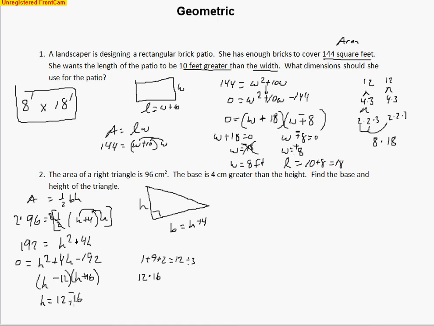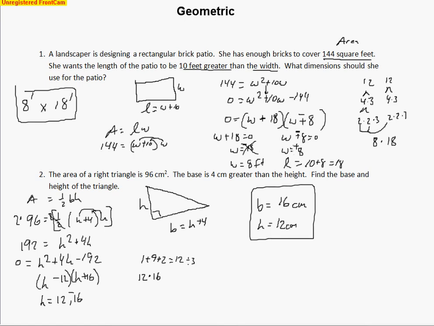Well, the height's going to be the one that's positive, and that makes sense because the base is longer. Well, the base is just 4 more than the height, so the base ends up being this other number. And so it's asking for the base, so the base is 16 feet, or centimeters in this case. Last one was feet. So 16 centimeters, and the height in this case is 12 centimeters. And again, I got the 16 because 12 plus 4 makes that 16.